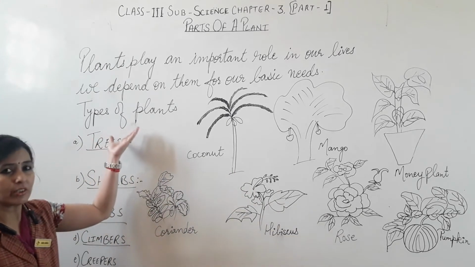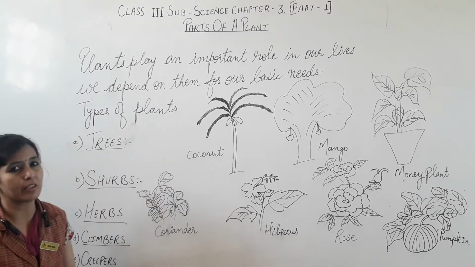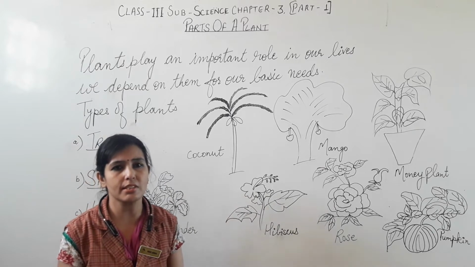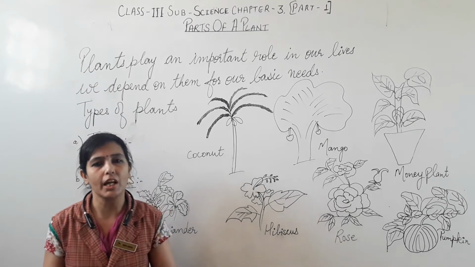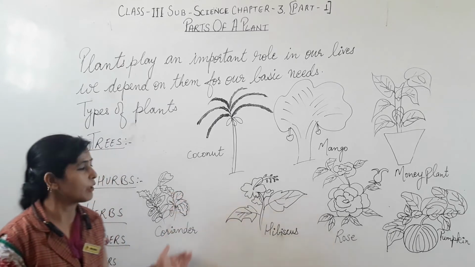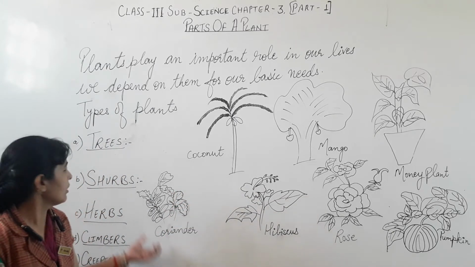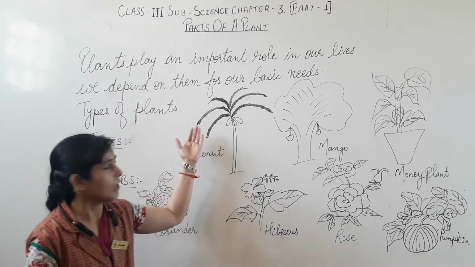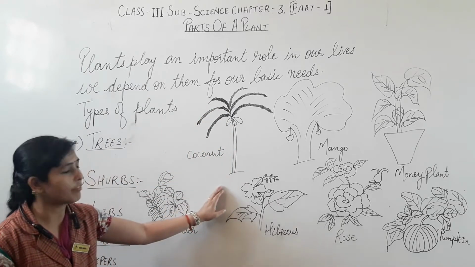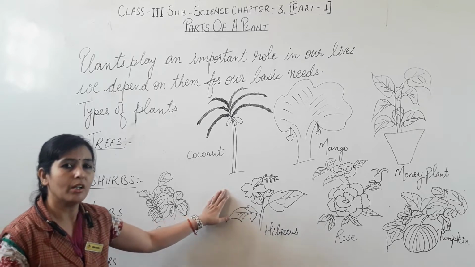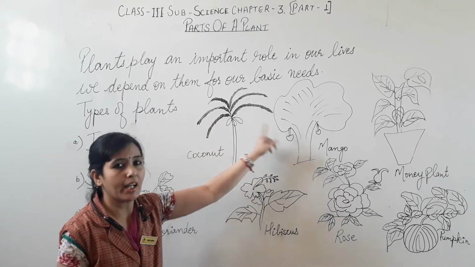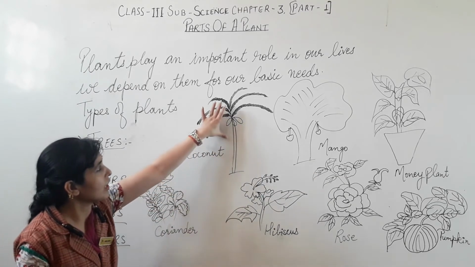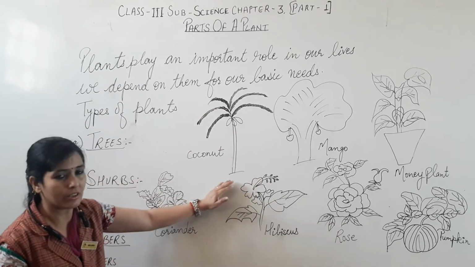First part we are going to take from the plants, that is the types of plants. There are various types of plants. They differ in their shape, size, as well as their lifespan. So we are classifying the plants into different categories. First category is of tree. As you know, trees are long. As you can see, the coconut tree is a long tree, but its leaves and branches maintain the shape of the tree. As you can see, the leaves are short here and the tree is tall.